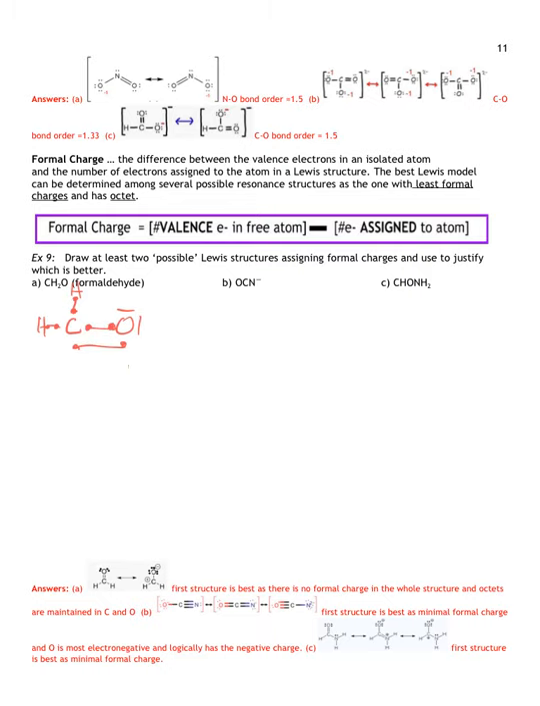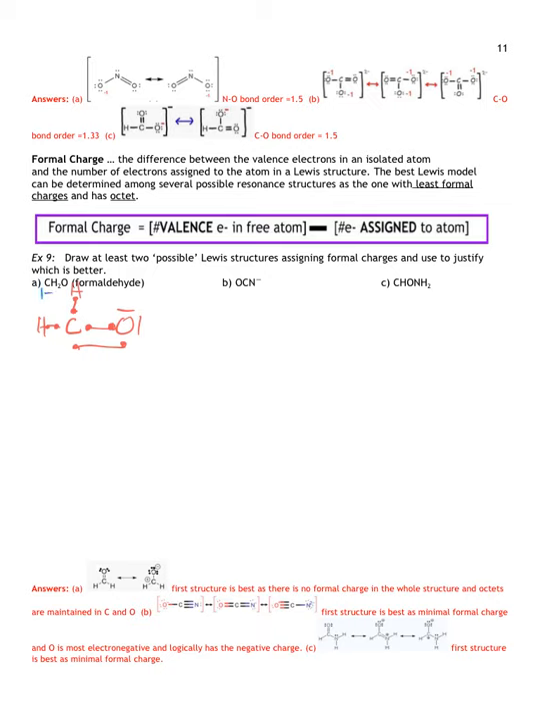You have octets for your atoms. I'm now going to calculate formal charge. So to calculate formal charge, I'm going to follow this equation. I'm first going to start off with the valence electrons of that element, and hydrogen has 1 valence electron.